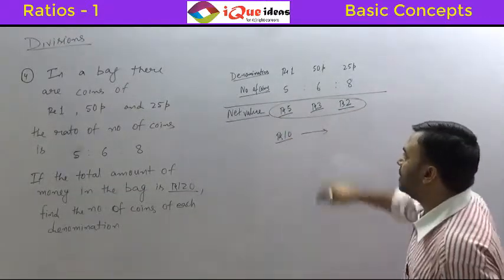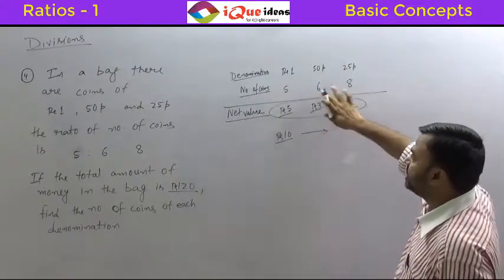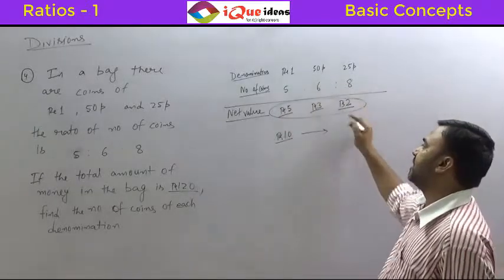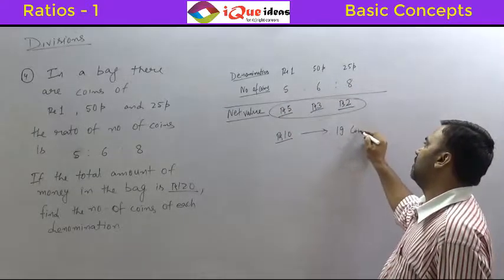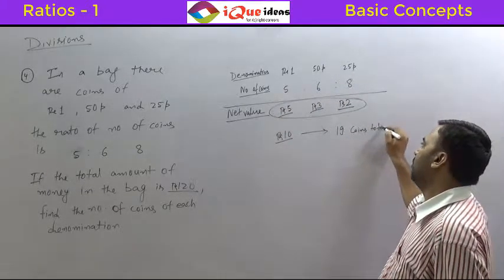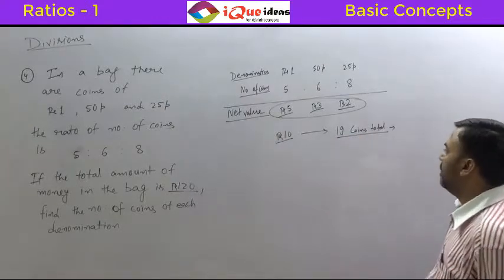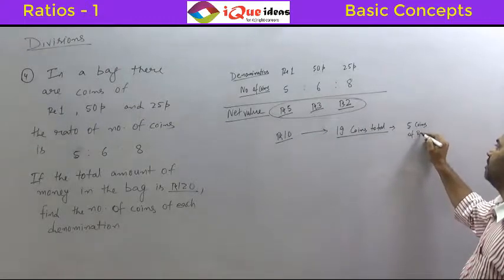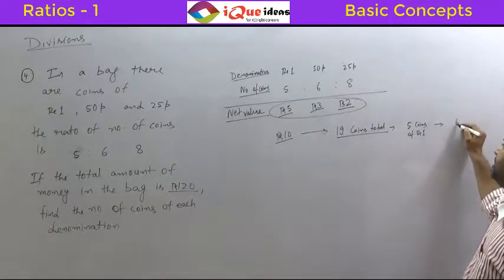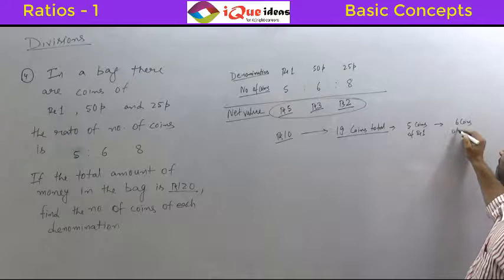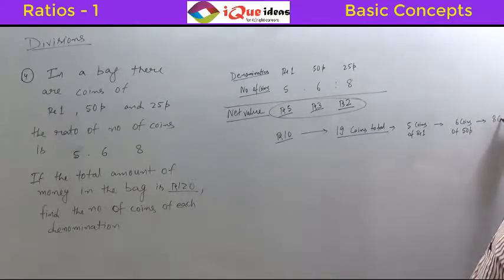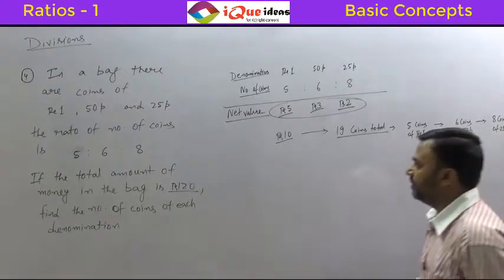10 rupees for how many coins? We have assumed this to be the original number of coins. So let's take them. 5 plus 6, 11 plus 8, 19 coins total. Right? Or 5 coins of 1 rupee, or 6 coins of 50 paisa, or 8 coins of 25 paisa. Whichever you want to find.